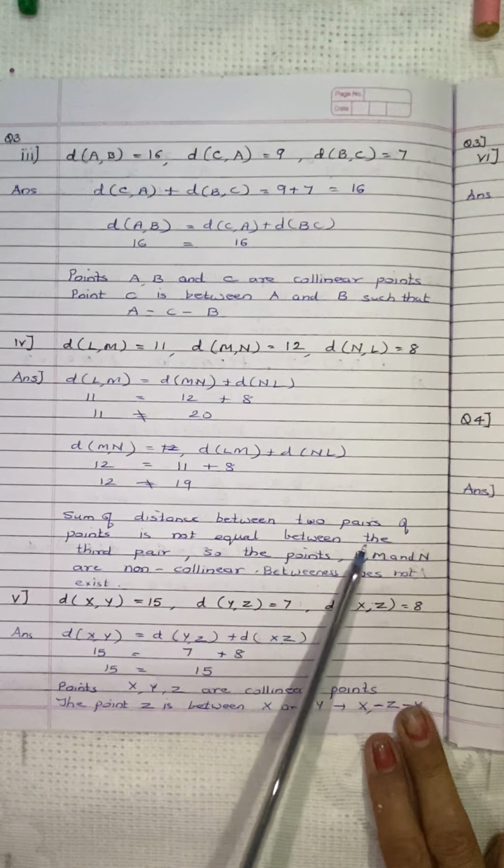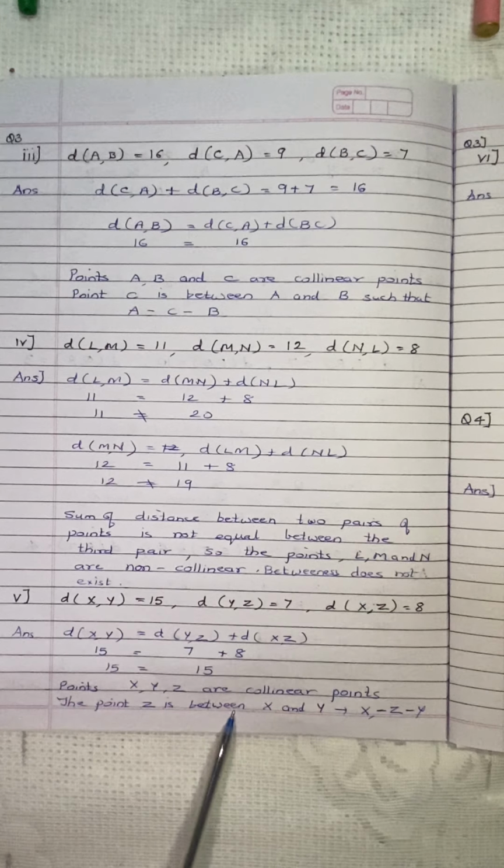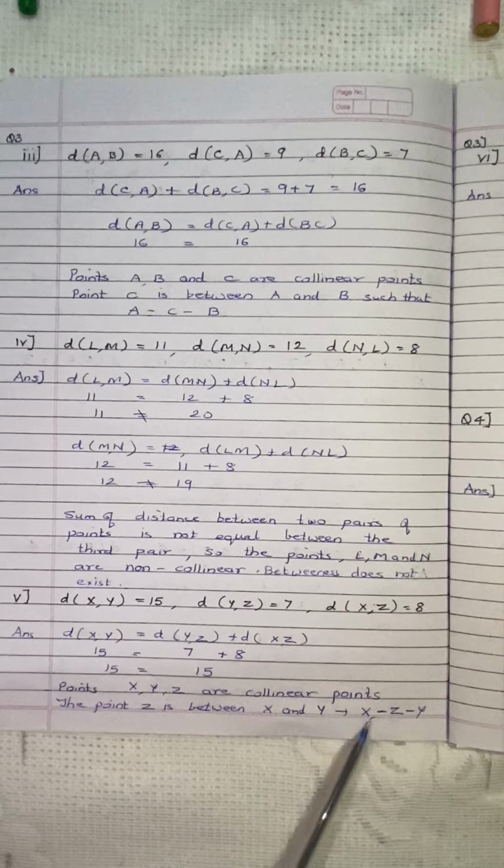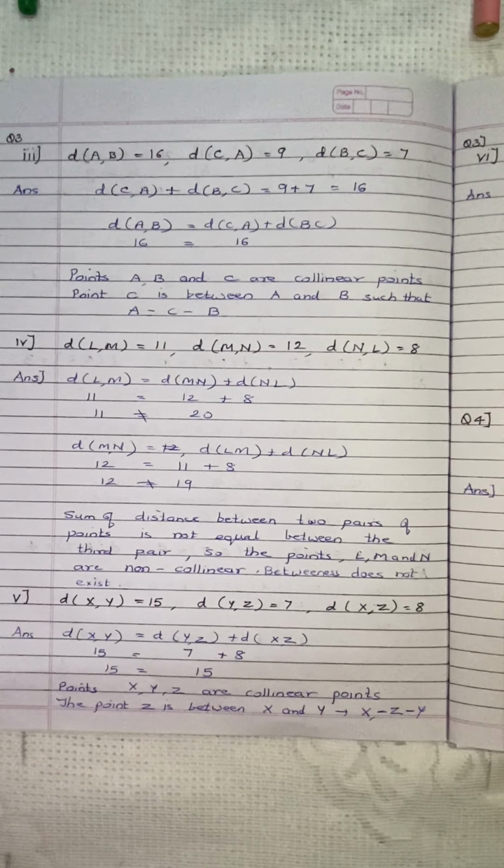Fifth one, distance XY is 15, distance YZ is 7 and distance XZ is 8. Now if you look at these values, 7 plus 8 is 15, and this is the total length of the line. So this is 15, YZ is 7 and XZ is 8. So 15 is equal to 15. The points X, Y, Z are collinear points. The point Z is between X and Y. So we can write this as X-Z-Y.